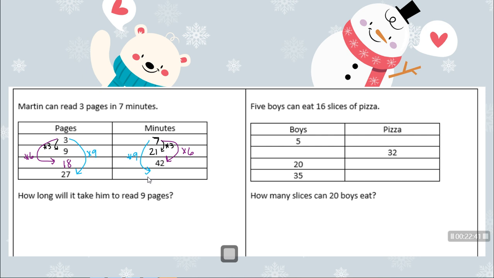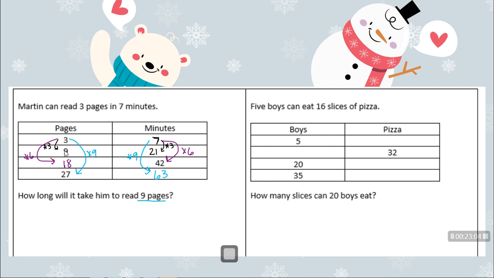Okay, so list out your multiplication facts. There's no shame in doing that. And so 7 times 9 is 63. Okay, we've filled in our table. Now let's read our question. How long will it take him to read 9 pages?